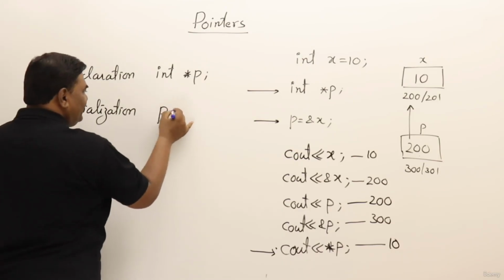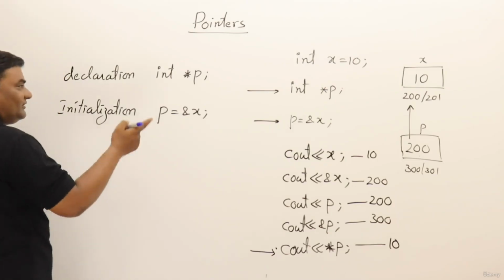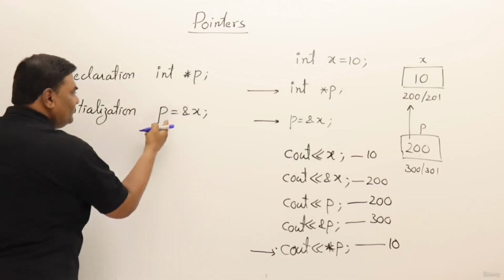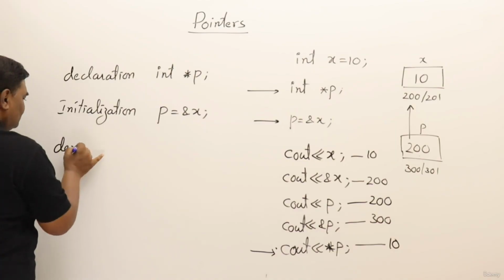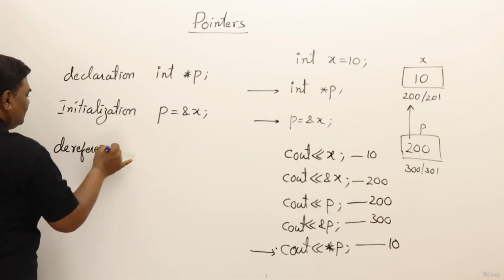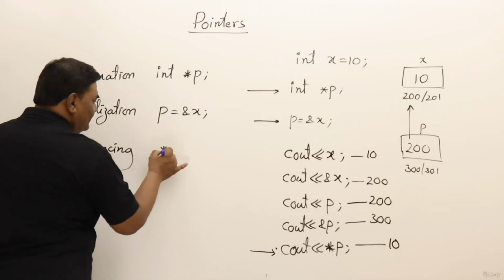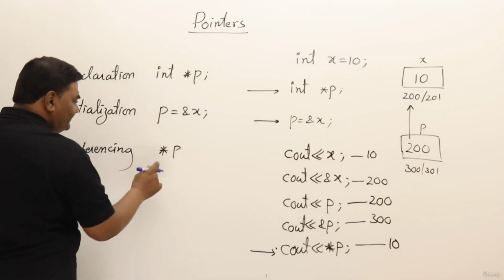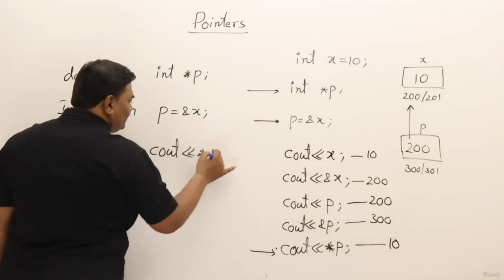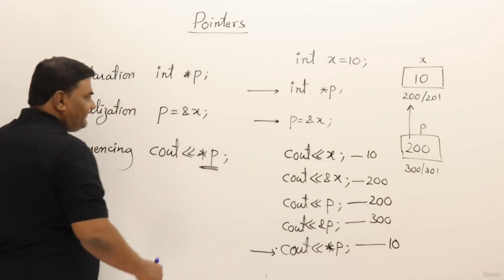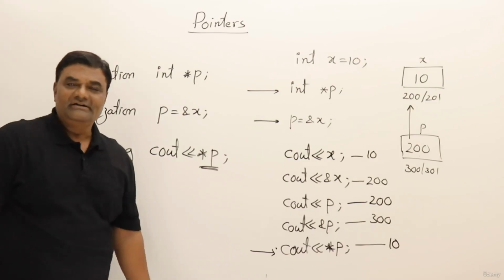initialization. So we write p assign any variable name. If you already have existing variables, you can use those. The next is dereferencing. So star p. I have used this with cout star p. So this star p is called dereferencing. So these are the three important things that you should know about the pointer.